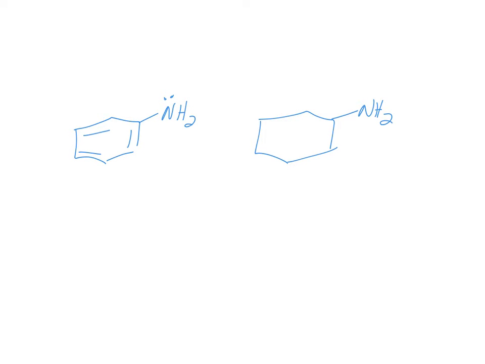Taking a look at a question about basicity. So you have two structures. You have aniline, which is on the left. And you have, this is called aniline. This is cyclohexane amine. And the question is, which is the stronger base? Which is the stronger base?